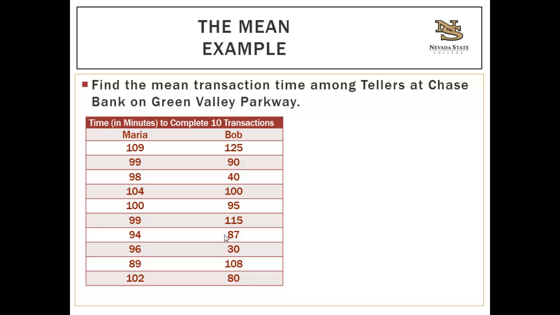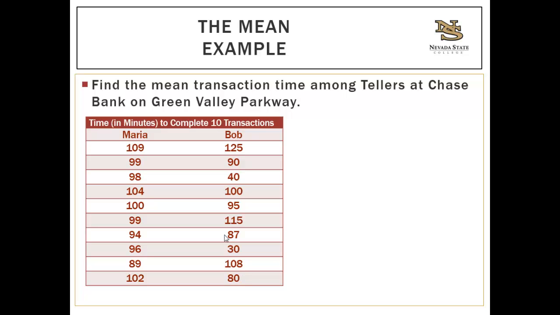So let's look at an example where we want to find the mean transaction time for two different tellers. This is going to show you how that data in the previous example was generated. Remember, there were 15 numbers there. Each number represented one teller. Now I'm going to show you how you would find the mean transaction time for these two tellers that were represented in that previous data set.